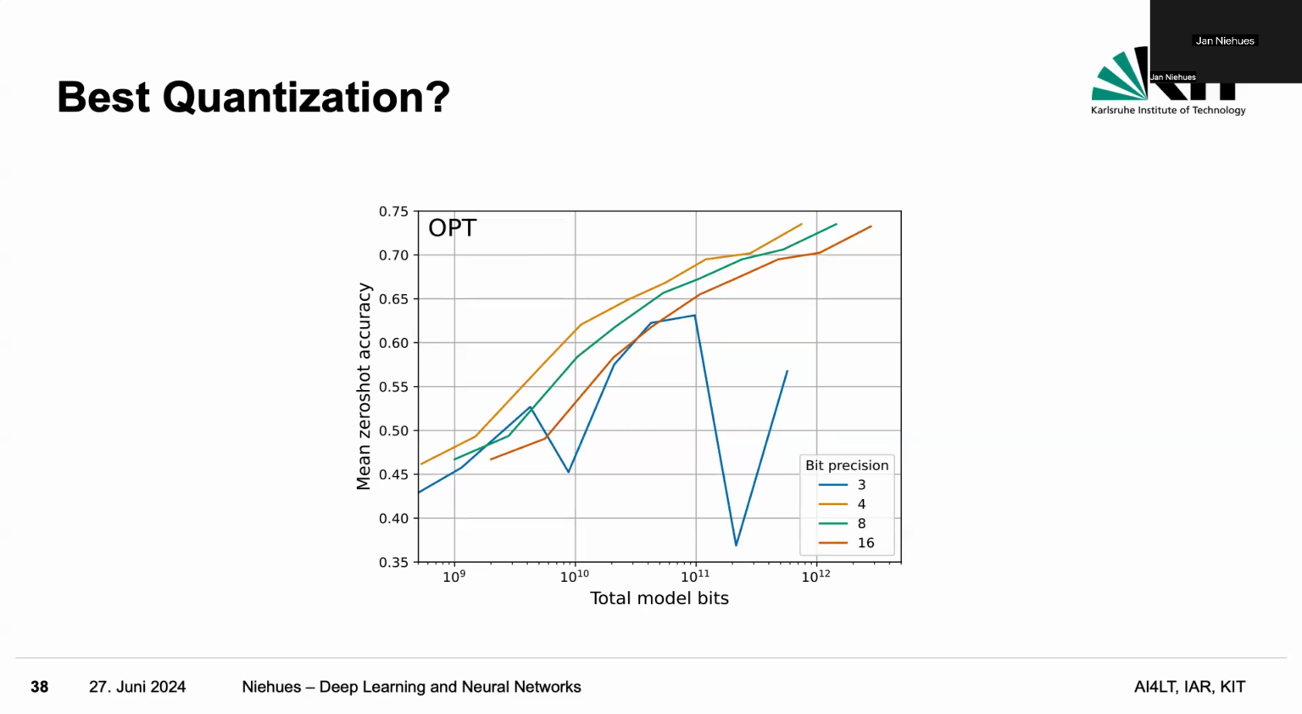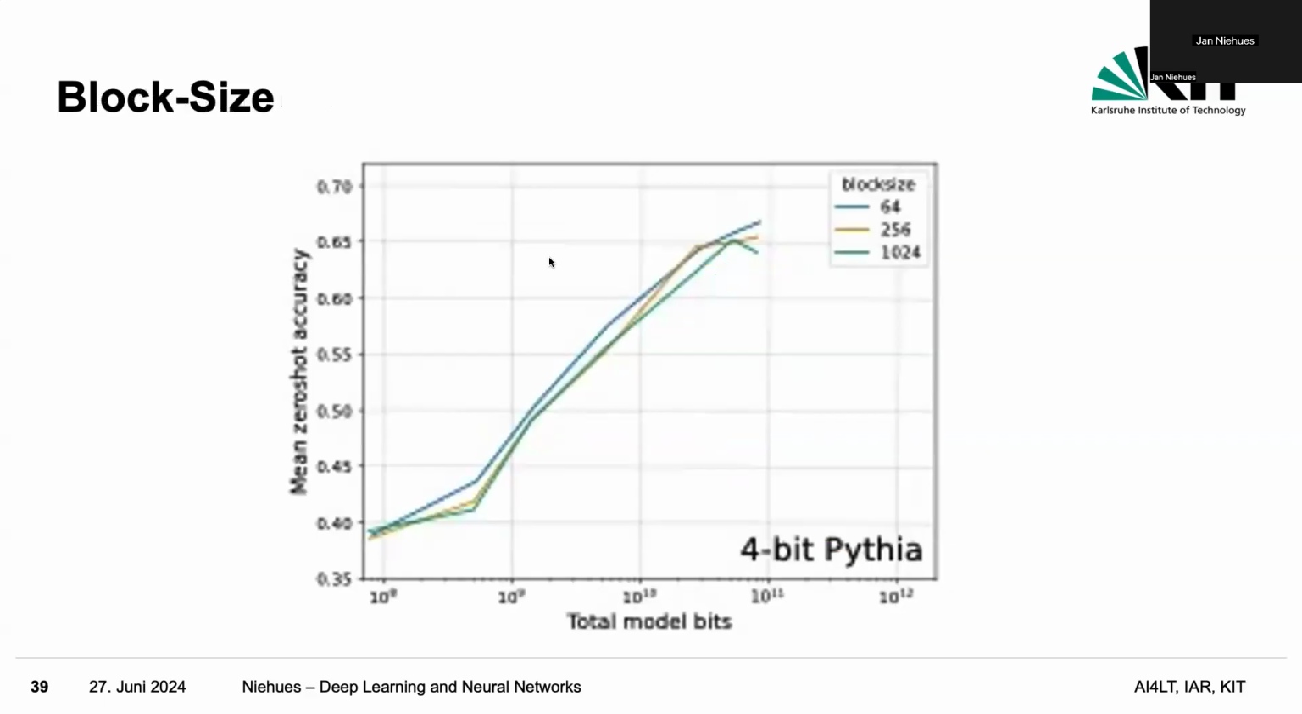You can now, of course, investigate the other hyperparameters, and here are some examples of that. So here we see, for example, the block size. Sorry, not super good to read. So we have the blue line, 64 block size. We have the green line, which is a block size of 128, and 256 is the yellow one. You see, it's not always, and again, we have the total model bits here.